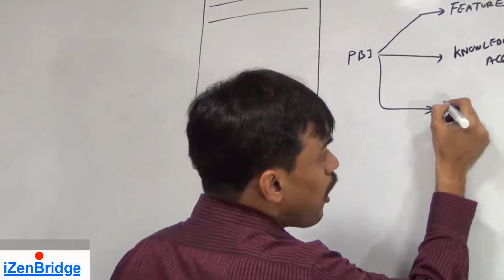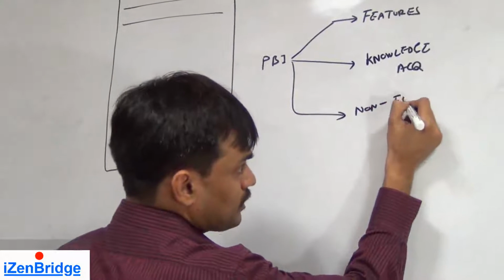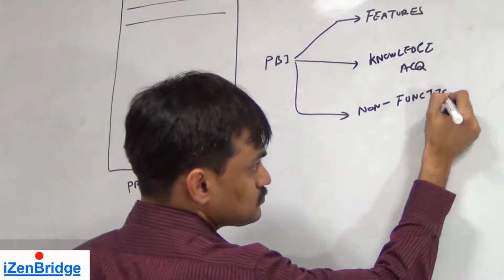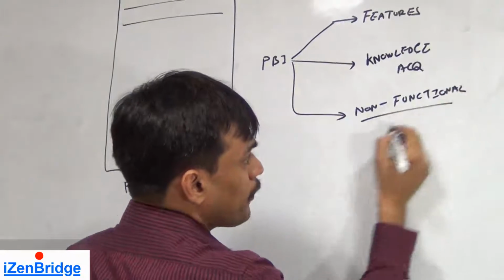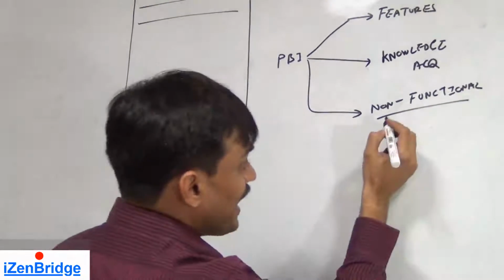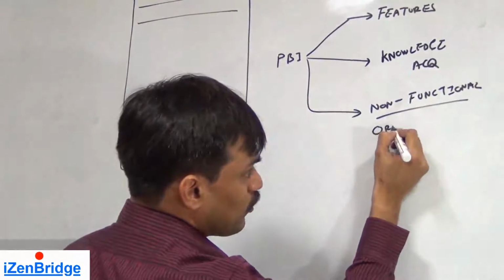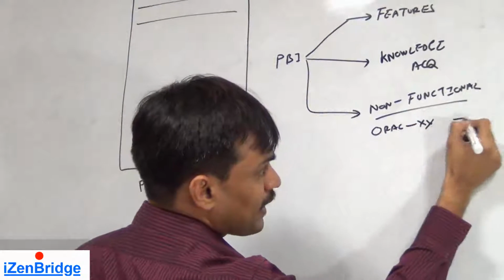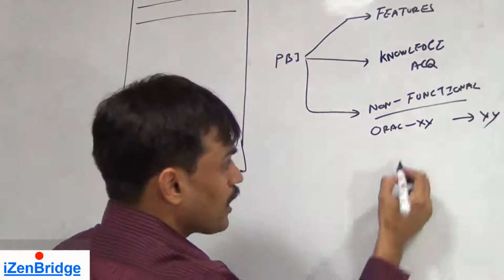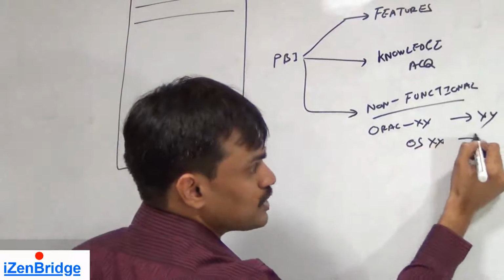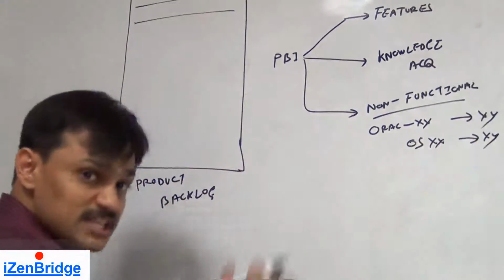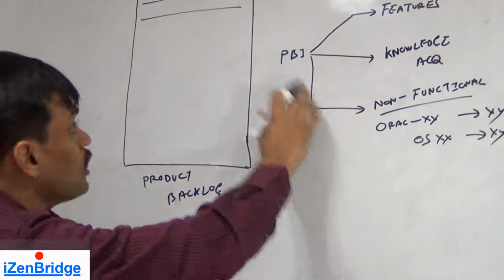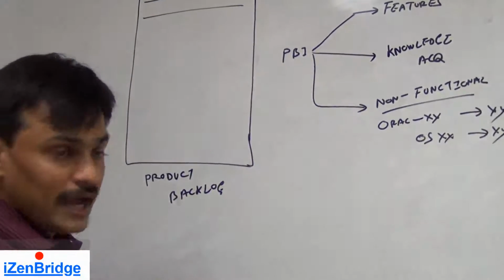There could be a non-functional product backlog items. Like a product owner may think of migrating from Oracle version XX to Oracle version YY, or a OS version XX to OS version YY. So this task or this work also becomes a part of product backlog item.